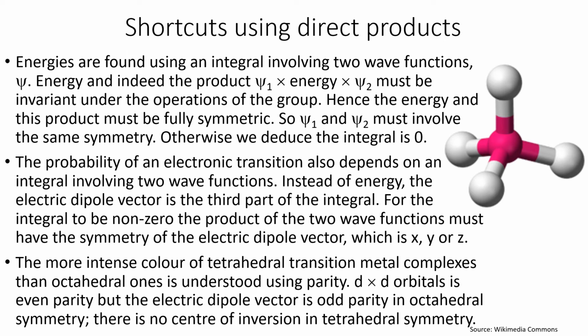Even if you had an f to f transition, for example, the f orbital is odd parity, but when you put two of them together and multiply their symmetries, odd times odd gives even. So a d to d or an f to f transition, the product of those two symmetries is going to be even. And then when you multiply it by the odd parity electric dipole vector, you get an odd parity product, and that will integrate over all space to give you 0.